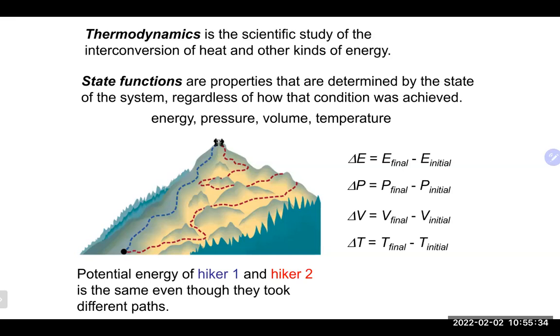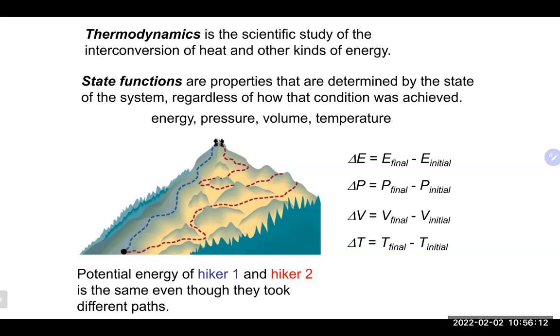So the idea here is, for example, we have two different hikers. Hiker blue took the straight path to the top of the mountain. Hiker red took the scenic route around the mountain. What they end up with in terms of potential energy is the same, because they're both at the same point. Where they started and where they ended are the exact same spots, and they have the exact same potential energy. Now, that's really important in chemistry.